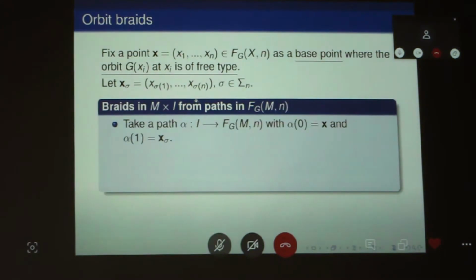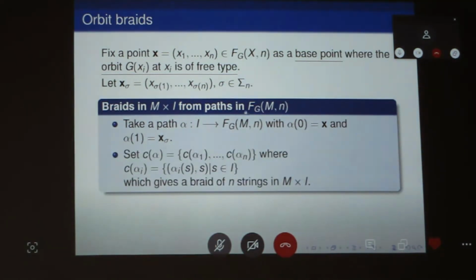Here you can also do the permutation on the coordinates of this point. But for this space, there is a natural G action. There is also the action of the symmetric group, but these two actions are not commutative.